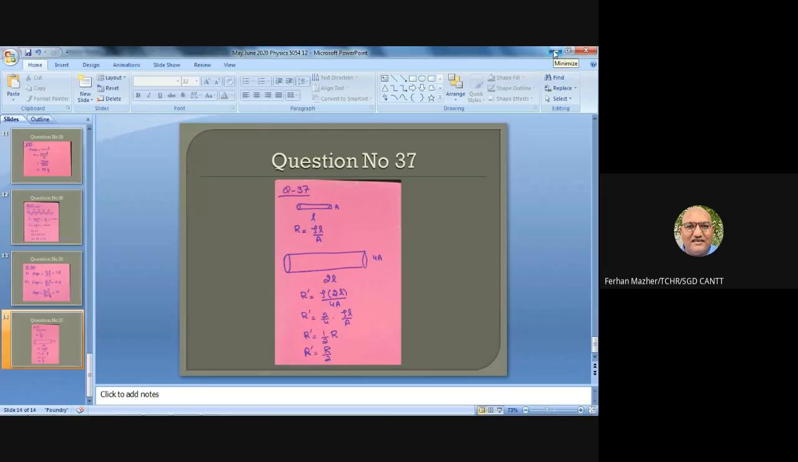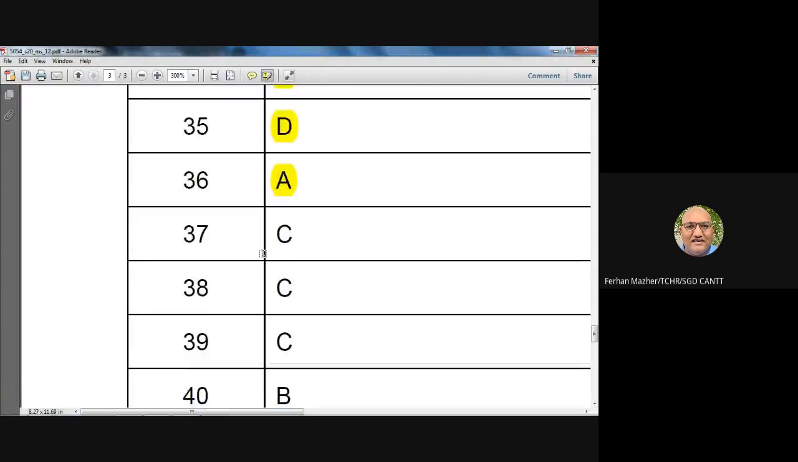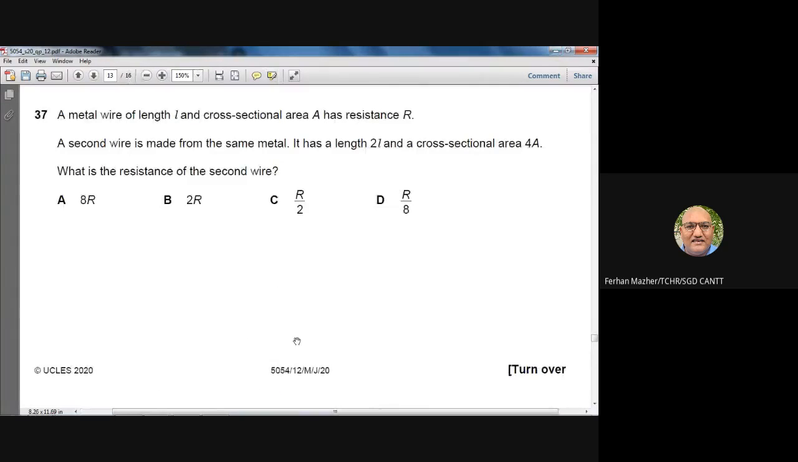Very tricky question. I hope you have understood. Half the resistance. C is the right option, sir. C is the right option. I hope you have understood this. When the length has been doubled and the cross-sectional area has been 4 times greater, the new resistance will be half the resistance which you previously had.